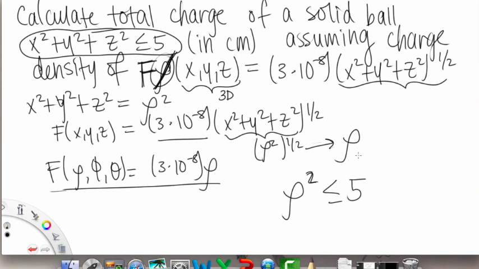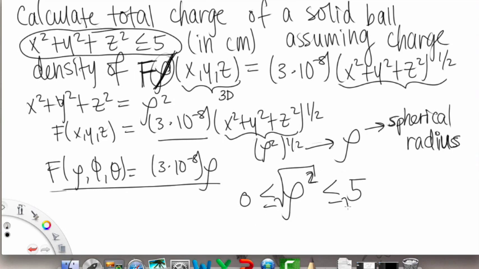And again, just as a reminder, rho represents our spherical radius, not the radius on the xy plane, but the spherical one. So this is a 3-dimensional thing. This measures the radius in 3 dimensions. Anyways, rho always has to be greater than or equal to 0. So when you take the square root to solve for rho, then we get 0 is less than or equal to rho is less than or equal to radical 5, square root of 5. Okay, so these are the bounds for rho.